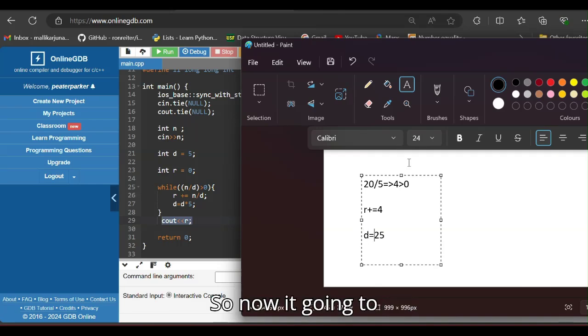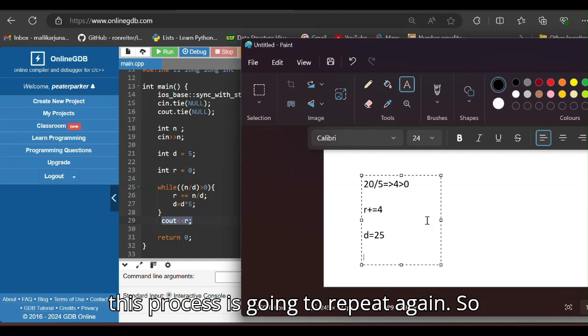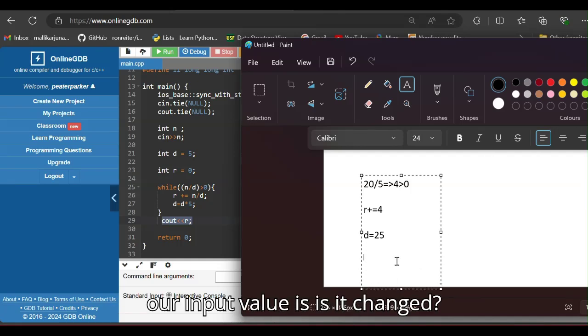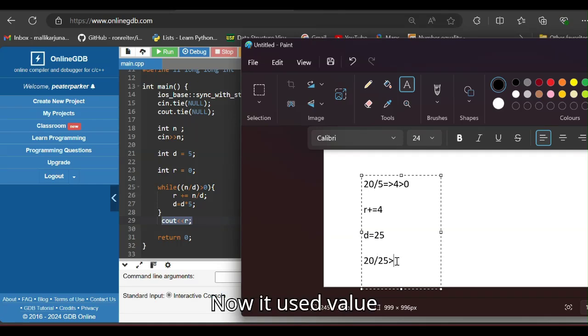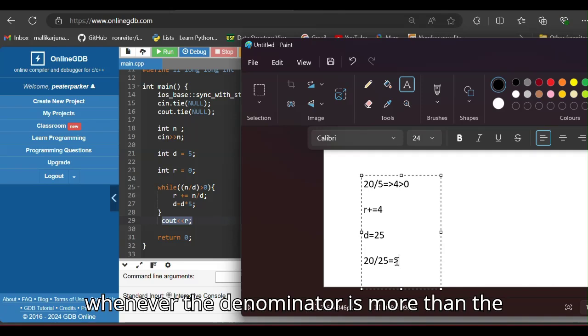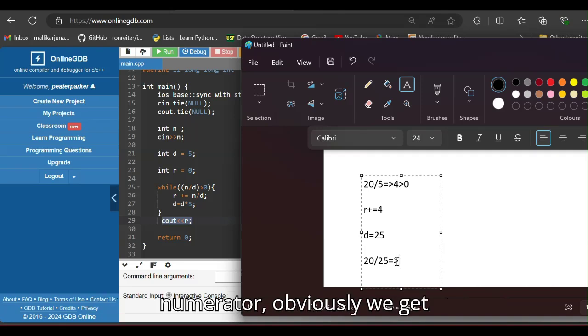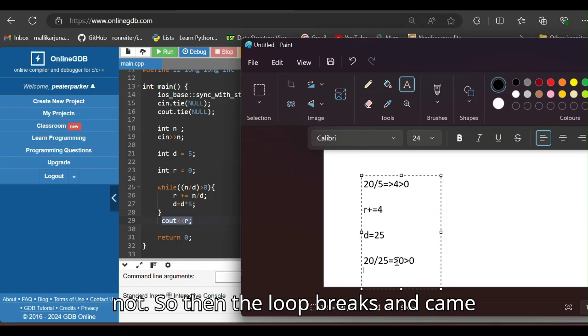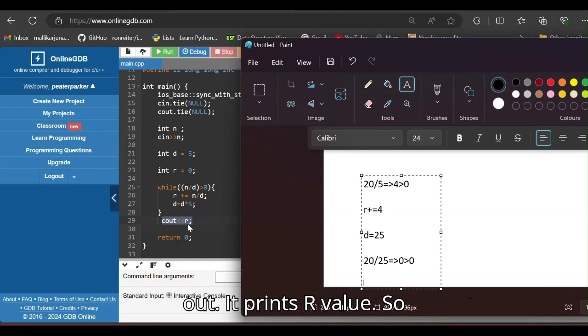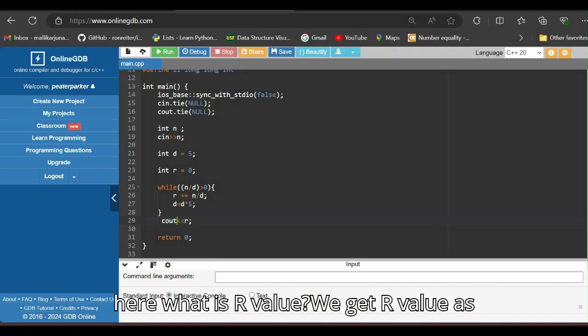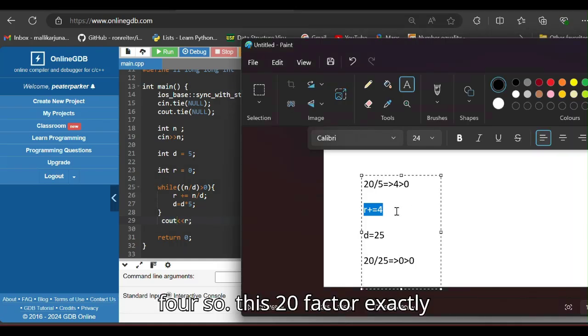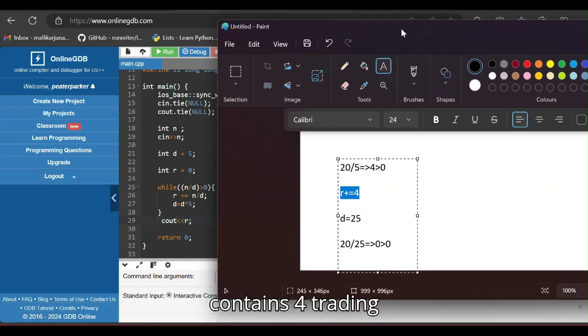Now this process is going to repeat again. Does our input value change? No. 20 divided by 25 now gives the value 0, right? Whenever the denominator is more than the numerator, obviously we get 0 as the quotient. So is 0 greater than 0? No, it's not. So the loop breaks and comes out, and it prints the R value. So what is the R value? We get R value as 4. So 20 factorial exactly contains 4 trailing zeros.